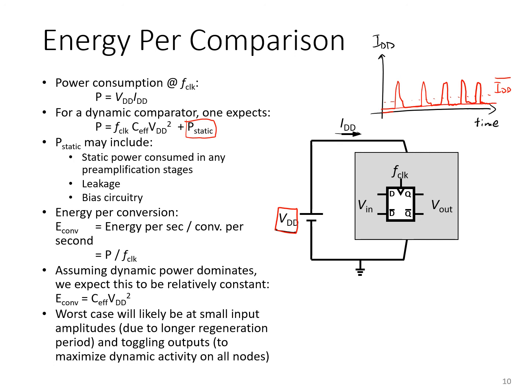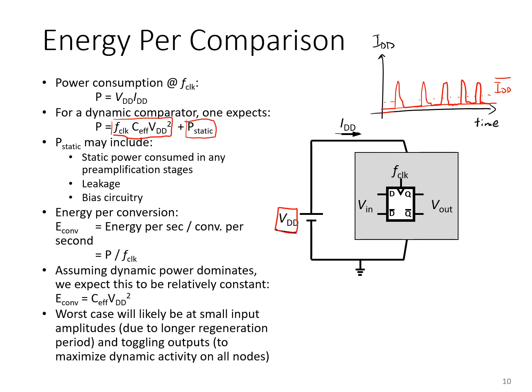And that, again, may be due to any bias currents flowing, especially in preamplification stages. There may be leakage current, and perhaps there's some bias circuitry that's required. The rest of the power consumption will be dynamic power consumption, which, like all dynamic power consumption, should be proportional to the clock frequency and the supply voltage squared. And the constant of proportionality we can define as the effective capacitance, C effective. That's effectively the capacitance that is on average being toggled in each clock cycle.